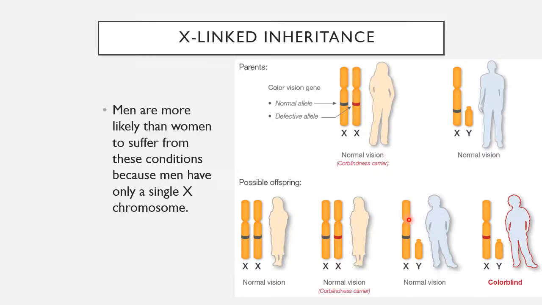And our last possibility of children from this couple is that they could have the colorblind X chromosome from mom and a Y chromosome from dad that does not have anything to do with color blindness. Since they only have one copy of this chromosome, it's the copy that shows up. And so this male will be colorblind.